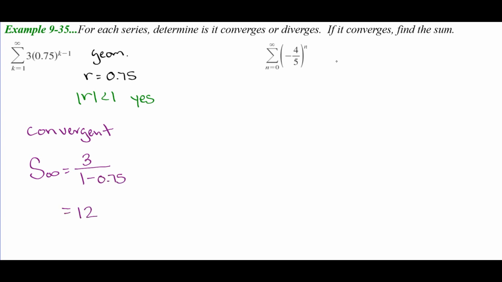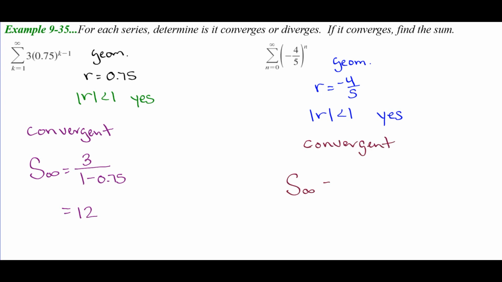Similarly, over on the second one, I know that it's geometric because the variable is the exponent. So r equals -4/5. The absolute value of r is less than 1, so I know that this is convergent, and then I can find that infinite summation. I'm going to get that by plugging in my first term. Now remember here, this starts with n equals 0, so when I plug 0 in for n, I'm going to get 1. So 1 over 1 minus -4/5. Remember that my r value is actually negative there, and that gives me 5/9.